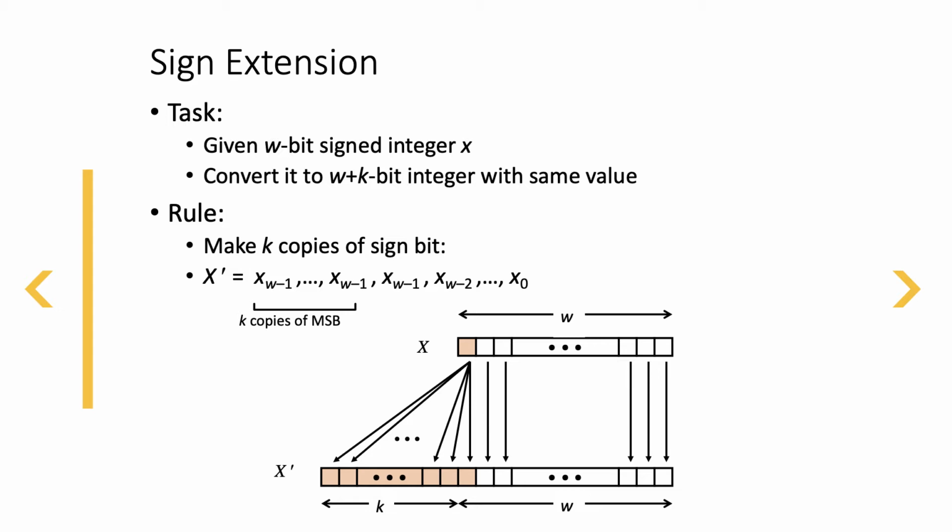We want to keep the same value. We already have that value in our smaller representation. We just add a bunch of more significant zeros, and we land on the same value. So for unsigned, it's very, very simple.